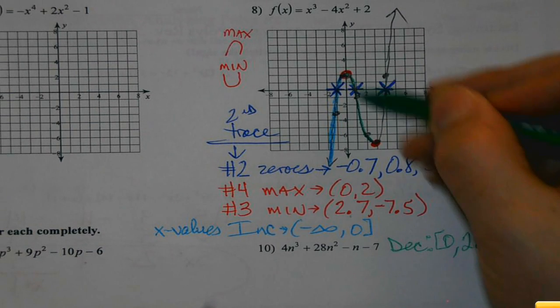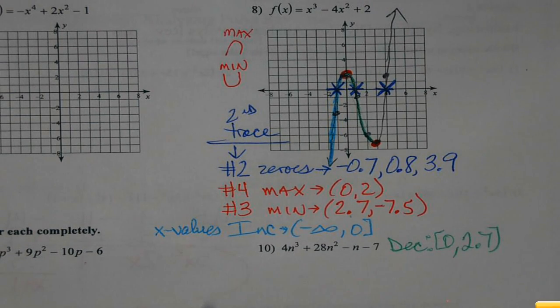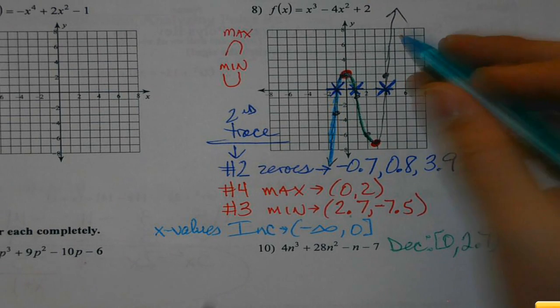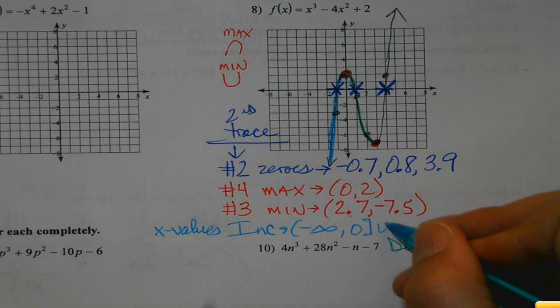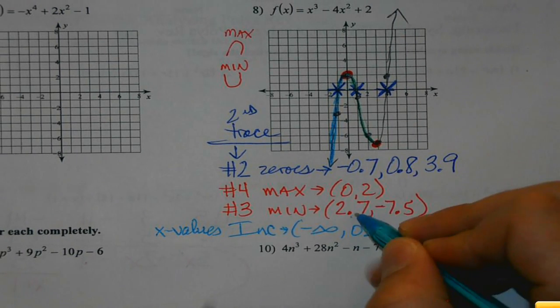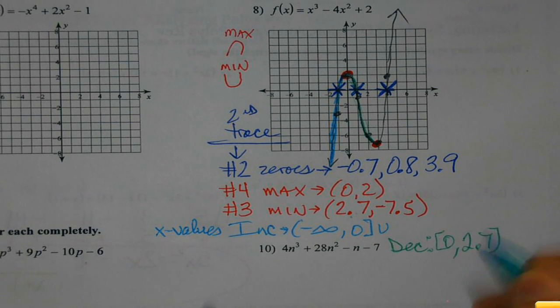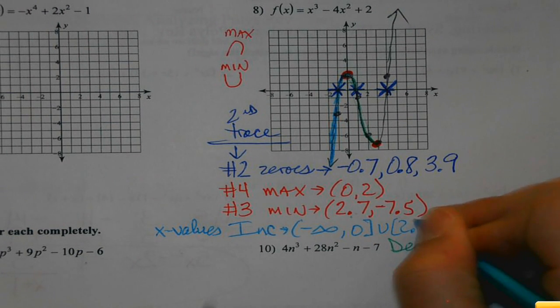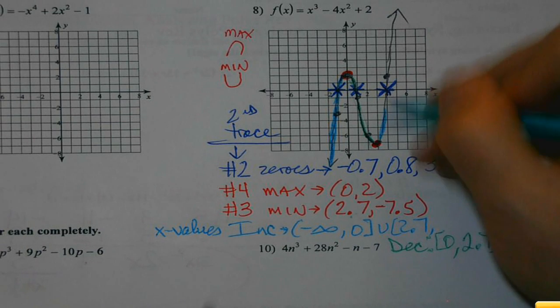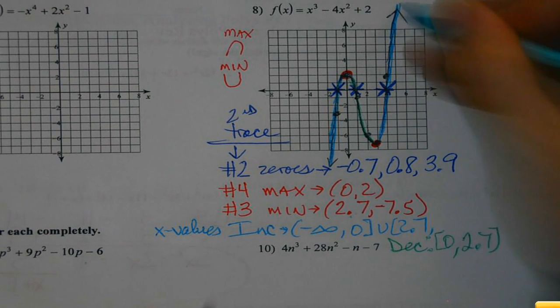So from here to here, it's going downward. Well, then what happens? Well, now it starts to go up again. So where does it start going up? The same place it stopped going down before. 2.7. And it just keeps going up and up and up forever.